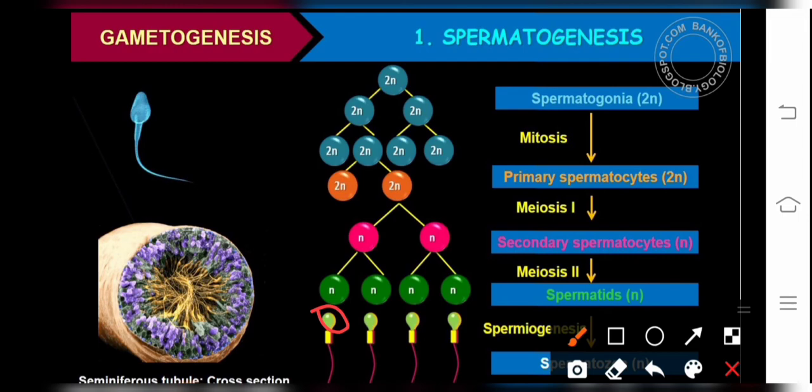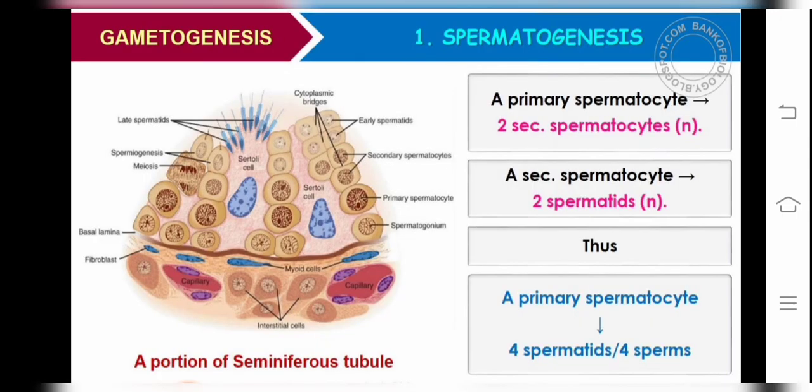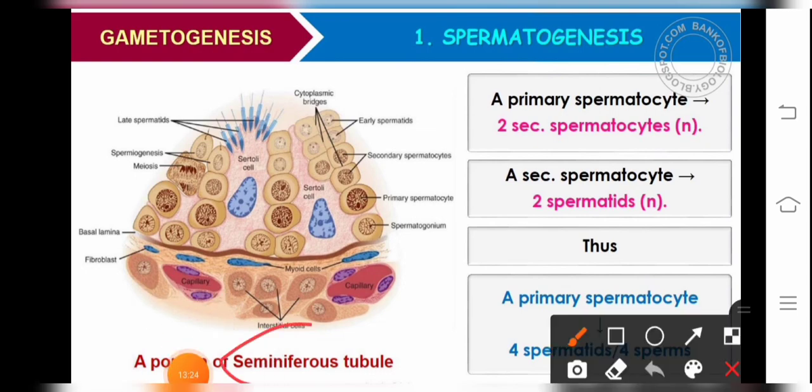This process is called spermiation. So when the sperm leaves the seminiferous tubule and comes outside, we call that spermiation. Clear? So this is the diagram of the seminiferous tubule, which is given in NCERT. Let's have a look. Can you see this?